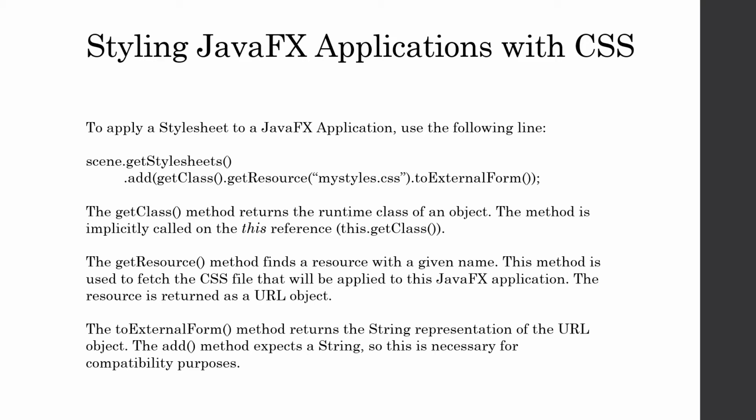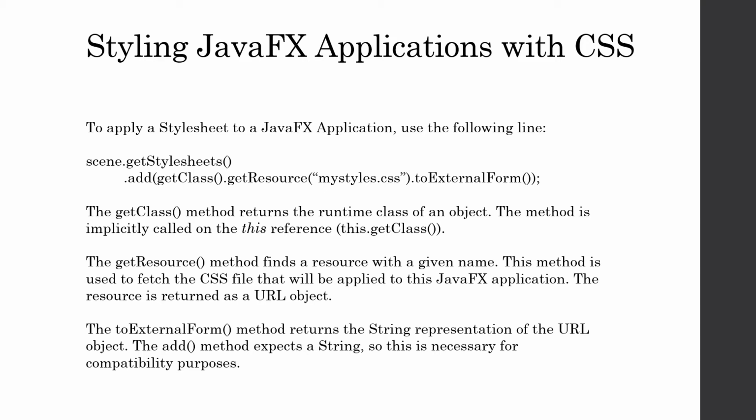And the reason that we're going to need that is so that we can then use getResource to go fetch some resource that is associated with that class, specifically some resource that is in the same directory as that class. So the getResource method is going to find a resource with some given name. So you can see in this example we have that string with mystyles.css. So we're going to go look for a resource, basically a file with that name. So we're going to use it to fetch the CSS file that will be applied to this JavaFX application.